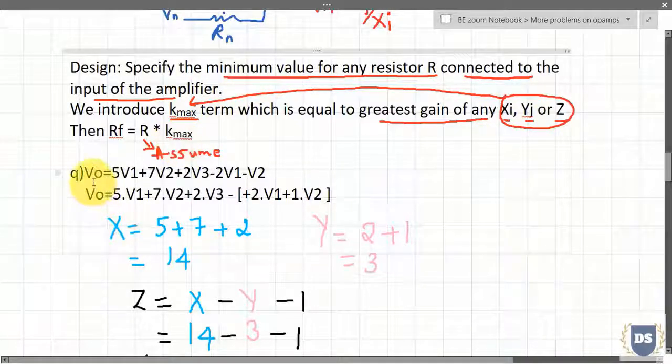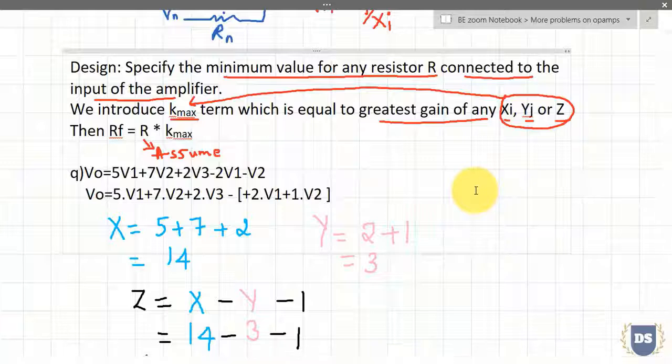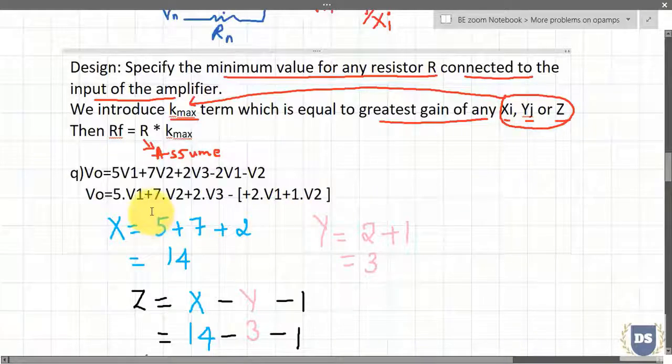Here is a question where they have given the expression for output voltage in terms of input voltages V1, V2 and V3, and they are asking us to design the op-amp adder circuit. So if I make use of the general approach that we have gone through earlier, I can make grouping in this output expression, and I can divide this equation into two groups based on the signs. 5V1, 7V2, 2V3 are all associated with a positive sign. So this forms my group 1. Negative 2V1, negative 1V2 forms the other group because it's associated with a negative sign.